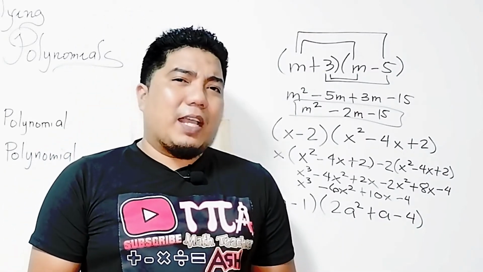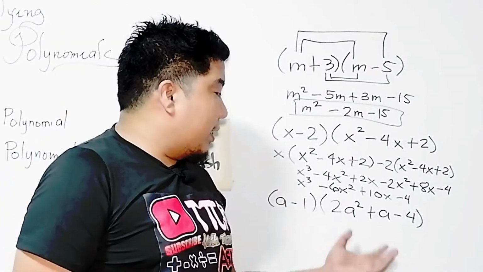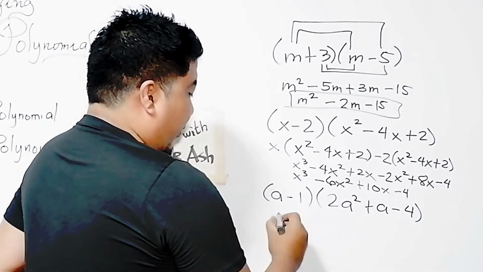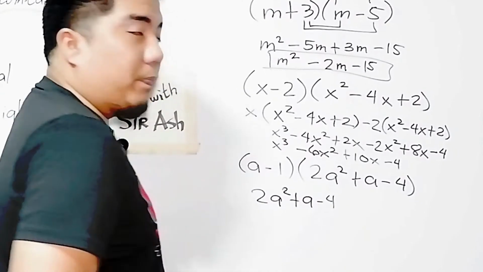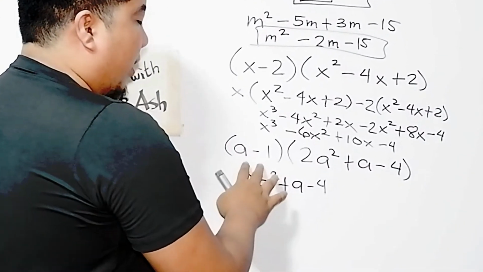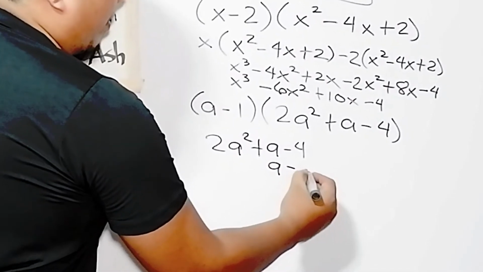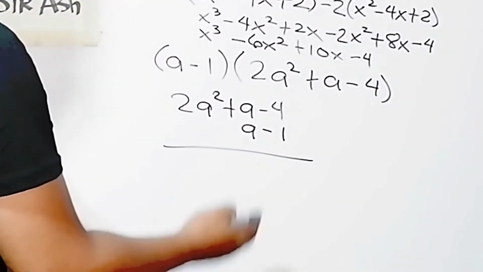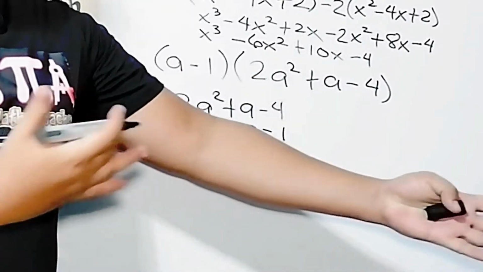Now, in applying the vertical method, what you can do is you just write them vertically. Since this has more terms than the first one, I will write first the 2a squared plus a minus 4. And then, I will write this one below, aligning it with the linear term. I will align them. Okay. And then, I will multiply. Now, how do you multiply this one? You just apply what you have learned in multiplying numbers.